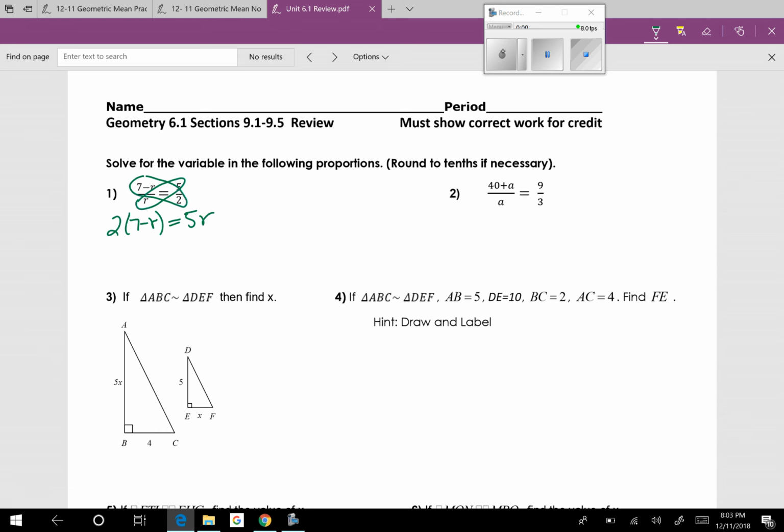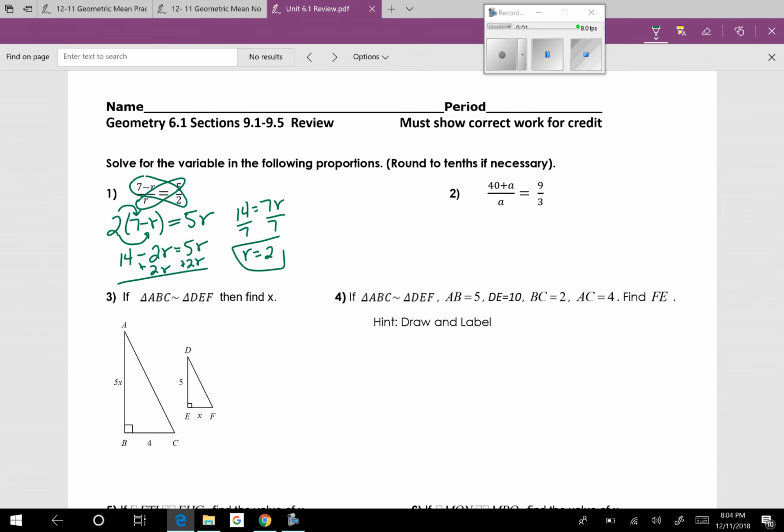Now y'all have to be really careful because I noticed when y'all are multiplying these things here, you're forgetting to do the parentheses. So you have to multiply 2 times 7 here and 2 times minus r. So 2 times 7 is 14, and then 2 times r, it's minus 2r because we have the minus there. And then that's equal to 5r. Okay, so add 2r to both sides. And so we get 14 is equal to 7r. So divide by 7. You get r is 2.